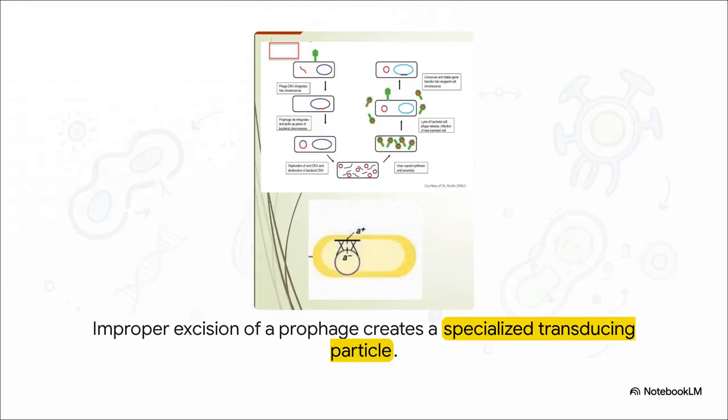And this slide shows that sloppy excision perfectly. You can see the prophage integrated in the chromosome. It's supposed to loop out nice and clean. But sometimes, as you can see here, it makes a mistake. It loops out incorrectly, grabbing a piece of the neighboring bacterial DNA while leaving some of its own DNA behind. This hybrid DNA then gets packaged into new phages, creating these specialized transducing particles that can deliver a very specific set of genes to the next cell they infect.